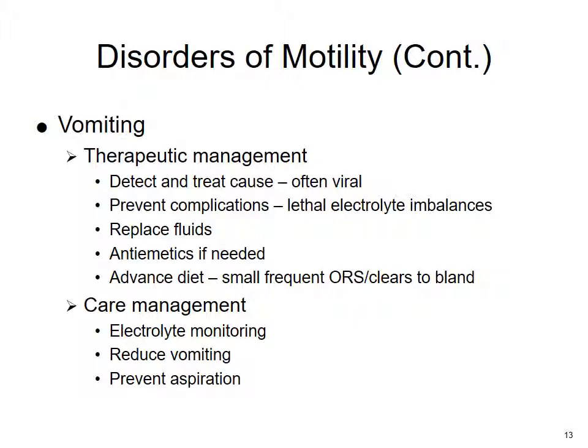So we will replace the fluids. If potassium needs replaced, we can replace the potassium in the fluids as well. Antiemetics like Zofran, if that's needed. And again, we're going to be trying oral rehydration solutions before IV fluids if possible. And then the advancement of the diet is going to look like clears to bland. So our primary objectives with care management are going to be the electrolyte monitoring, reducing the vomiting, and preventing aspiration.